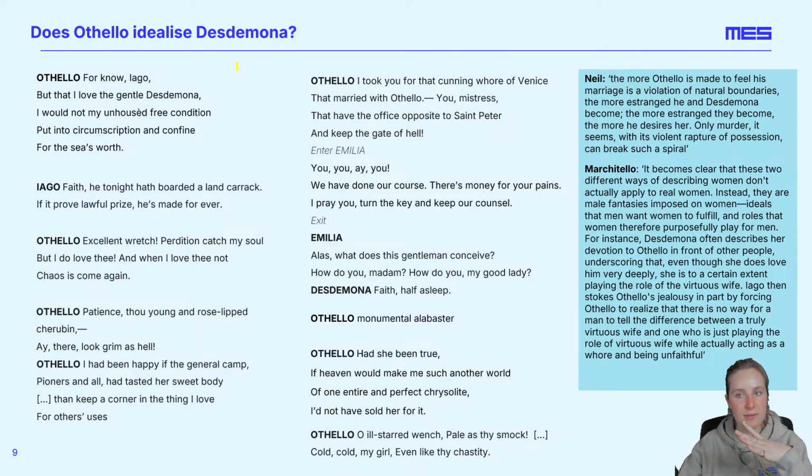Does Othello idealize Desdemona? Let's take a look. Othello says, for example, for no, Iago, but that I love the gentle Desdemona. I would not my unhoused free condition put into circumscription and confined for the sea's worth. This is saying, I love her and would not give up my freedom, his physical freedom, like his life as a free man, for the whole sea's worth.